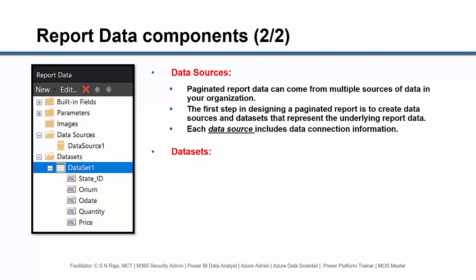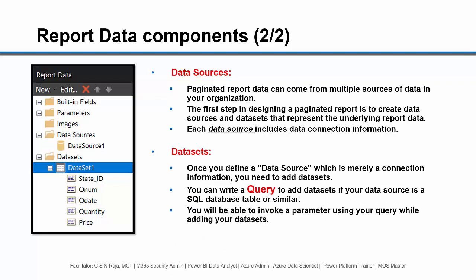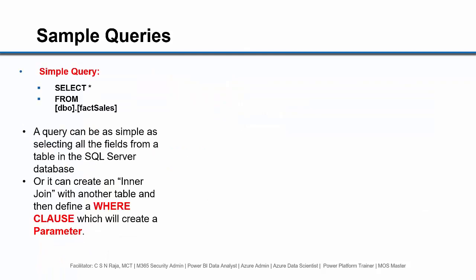The next information is about datasets. Once you define a data source, which is merely connection information, you need to add datasets. You can write a query to add datasets if your data source is a SQL database or similar. You will be able to invoke a parameter using your query while adding your datasets. When you speak about queries, a query can be as simple as selecting all the fields from a table in the SQL Server database, such as SELECT *, then FROM, the name of the database object, the fact sales table.